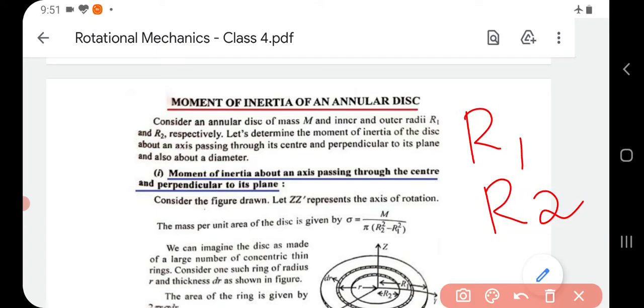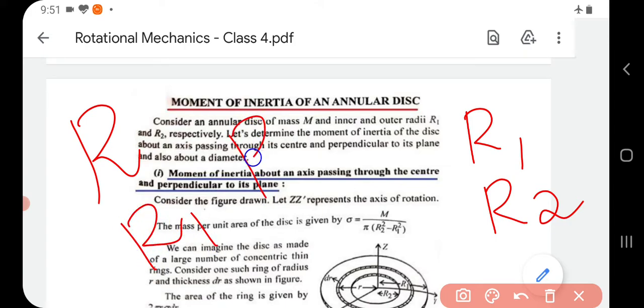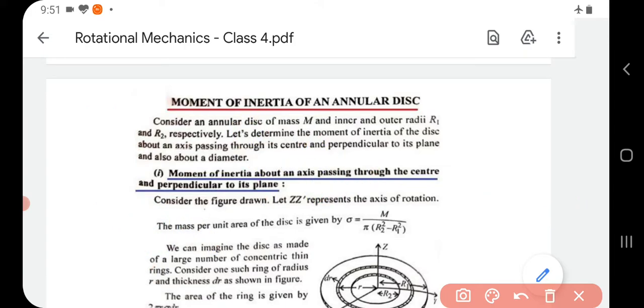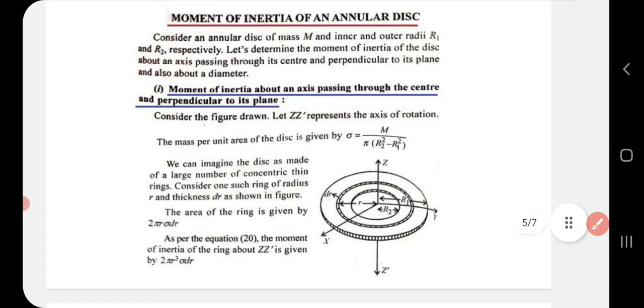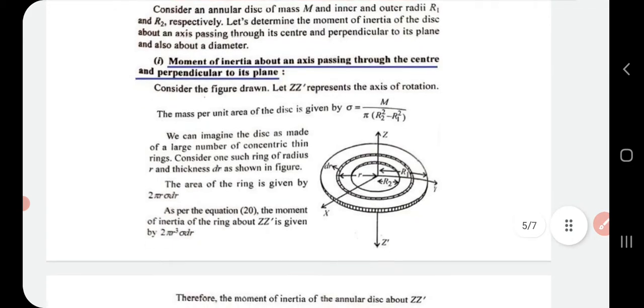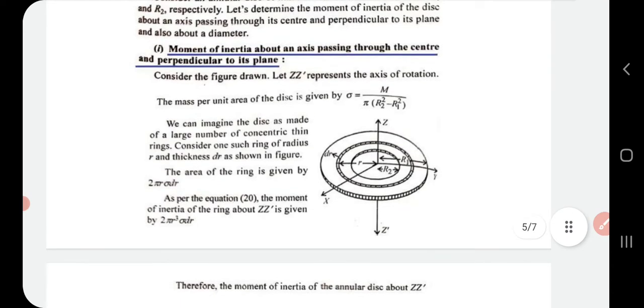In the case of a circular disk we have only one radius r, but in the case of an annular disk you have two radii, the inner radius r1 and the outer radius r2. Now we are going to find the moment of inertia about an axis passing through the center. So consider the figure. Z dash is the axis of rotation.